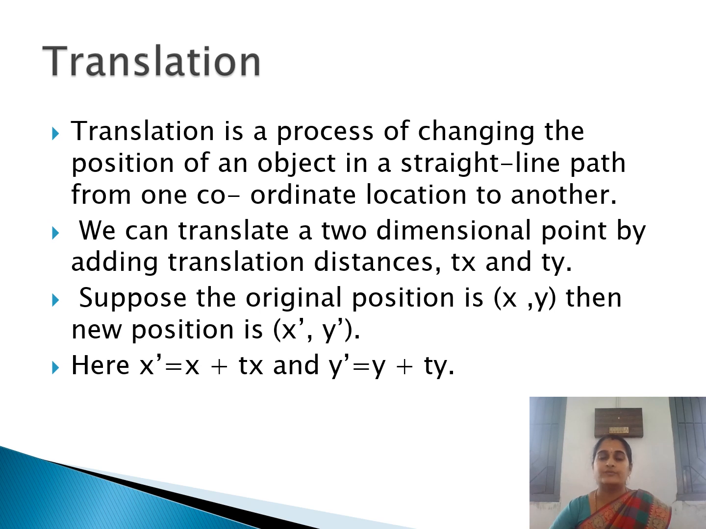There are three types of transformation. The first one is translation. Translation is changing the position of the object in a straight line path from one coordinate location to another. If we want to translate a two-dimensional point x, y to find the new position x dash, y dash by adding tx and ty, that is represented in the equations x dash is equal to x plus tx and y dash is equal to y plus ty.